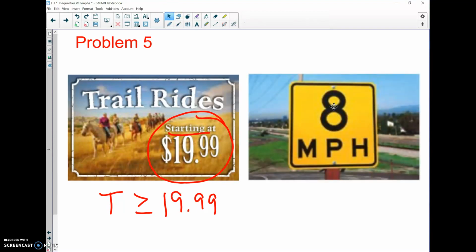Here's another one. It's a speed limit sign. The speed limit is 8 miles per hour. That means that you can travel at a speed S. It has to be 8 miles an hour. Legally, you're not supposed to go over 8 miles an hour, so the speed, or S, has to be less than or equal to 8. And that's pretty much it.